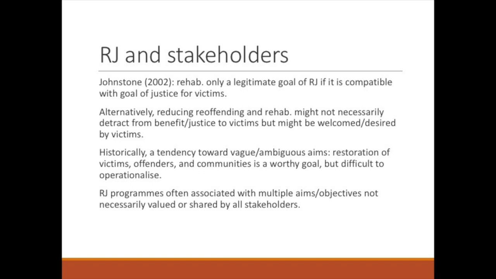Now, historically, there's been a tendency towards vague or ambiguous aims in restorative justice, such as the restoration of victims, offenders, and communities. It's a worthy goal, but it's difficult to operationalize in practice. And another issue is that, in practice, restorative justice programs have often been associated with multiple aims and objectives that are not necessarily valued or shared by all the stakeholders in the process.